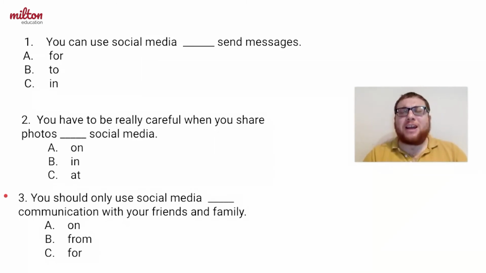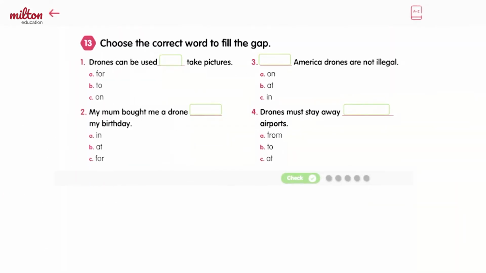Don't worry if this exercise was difficult for you. As you do more exercises like this, you will get a lot better. Now you're ready to try exercise 13. You have to read four different sentences, and you need to choose the correct word for each sentence. Don't forget about the tips that I told you. Good luck!